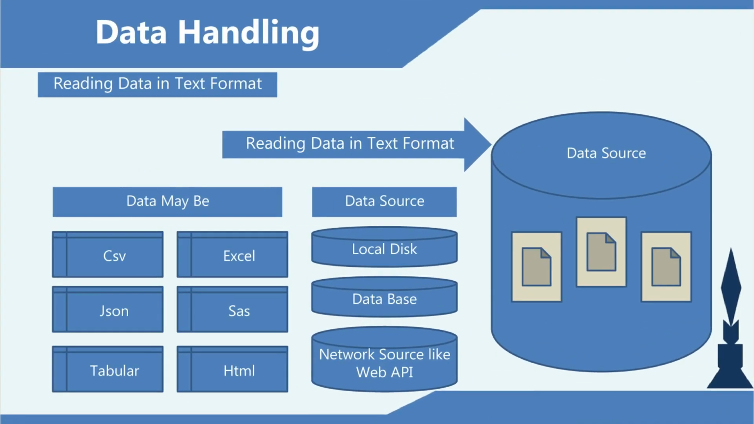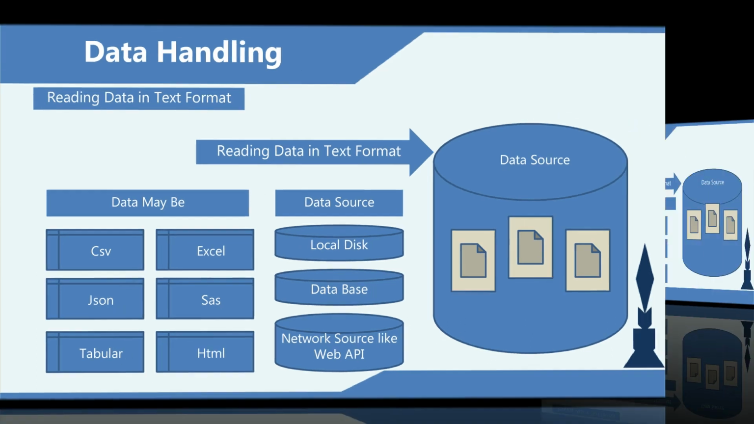The data may be any one of these types, that is, data may be in the form of CSV, Excel, JSON, etc. And the data source may be one of these, that is, local disk, database, or network source like Web API.